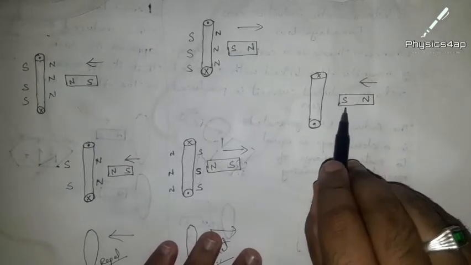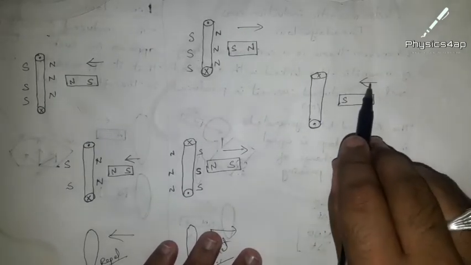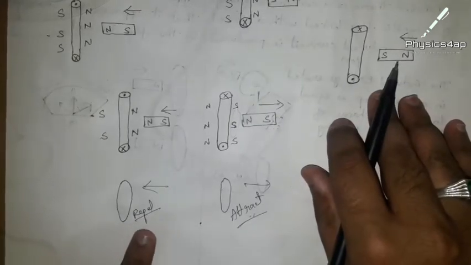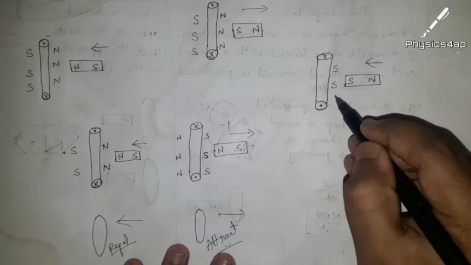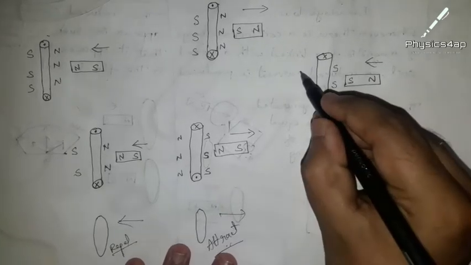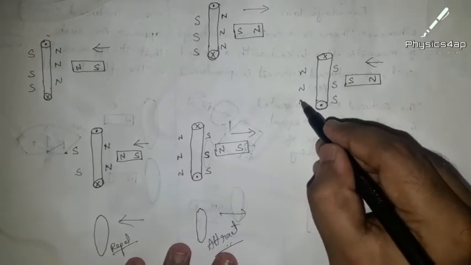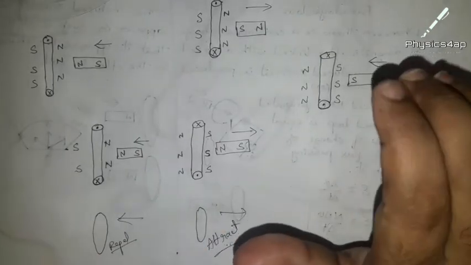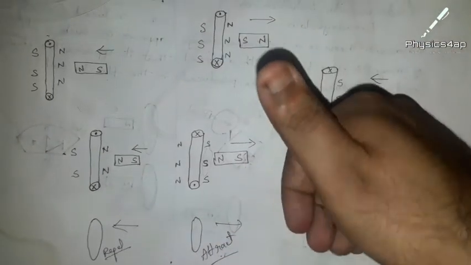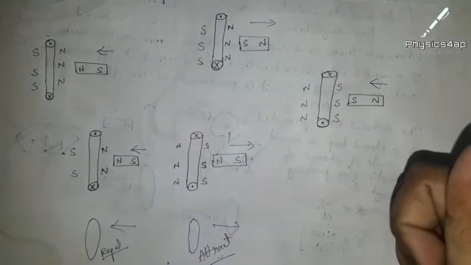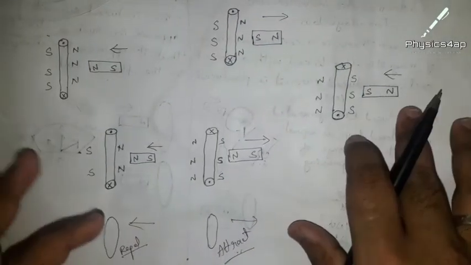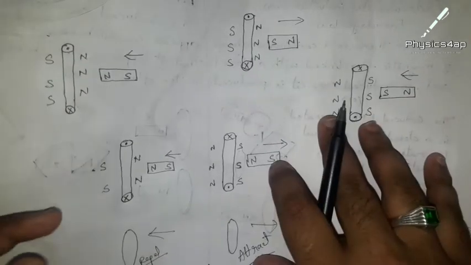How can we say that? As this is the south pole and it is coming near, it should be repelled. That means the surface should be the south pole, then only it can be repelled, and here we have a north pole. By placing your right hand thumb rule, up will be into and down will be out of the page. So this is just a small exercise based upon the Lenz law.